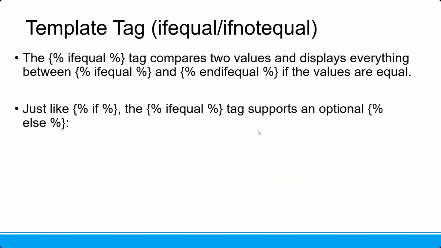So the last one is about if equal and if not equal. Basically, it is almost similar to the if, but we just want to know whether two values are the same, whether the two values are equal or not. And you can use if equal, and we need to end it with end if equal. So the same as if, the if equal supports else.